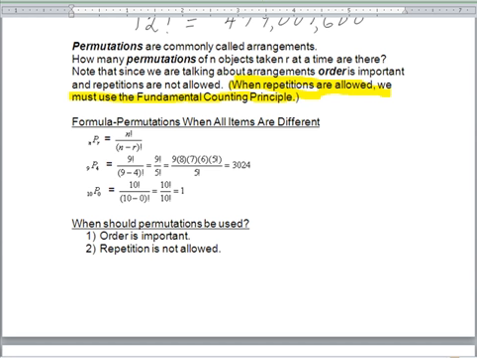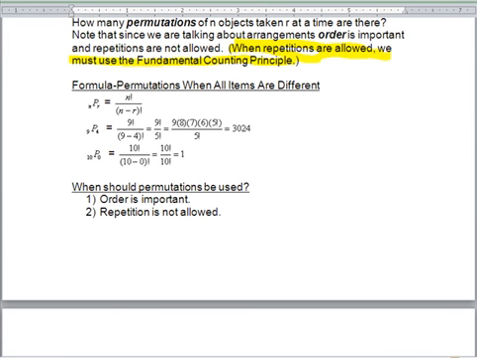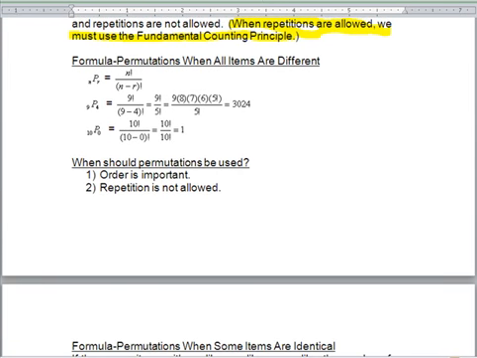Now first I have some formulas. These formulas are for permutations when all items are different. So permutations of n objects taken r at a time, and I don't know if your eyesight is as bad as mine, looks like this. And we read it as permutations of n objects taken r at a time. The way we calculate it is we put n factorial divided by the quantity n minus r factorial.